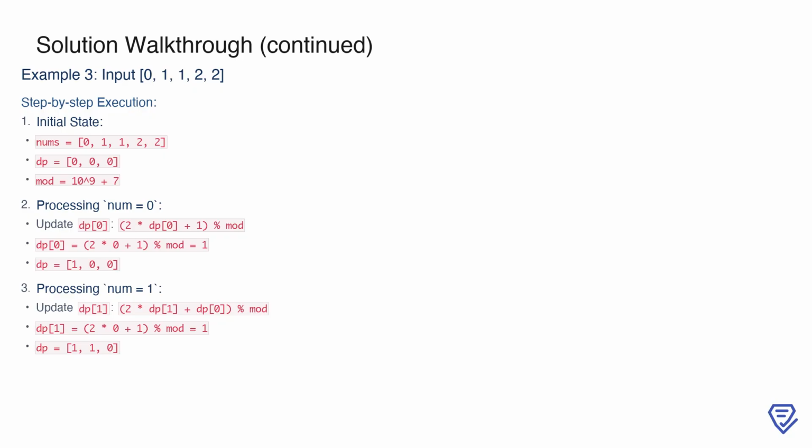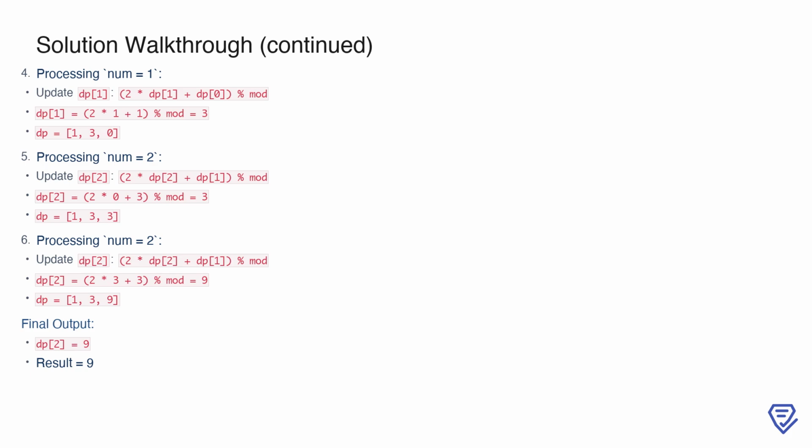Next, for the number 1, we use the formula 2 * dp[1] + dp[0] % mod. Substituting in the values, we find that dp[1] becomes 1, updating dp to [1, 1, 0]. When we process another 1, we use the formula 2 * dp[1] + dp[0] % mod again. With dp[1] as 1 and dp[0] as 1, the result is 3. This updates dp[1] to 3, making dp [1, 3, 0].